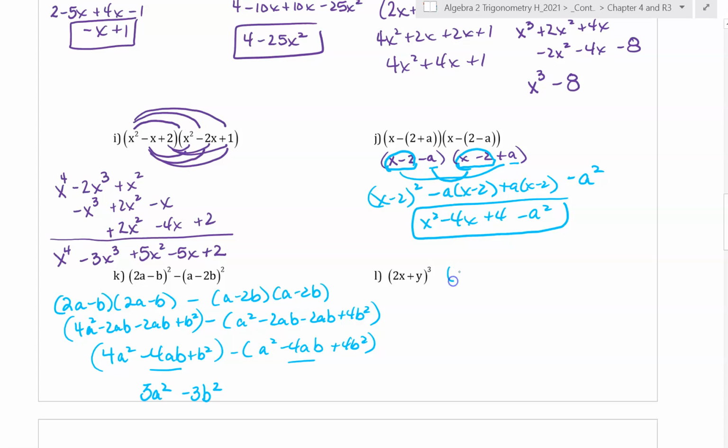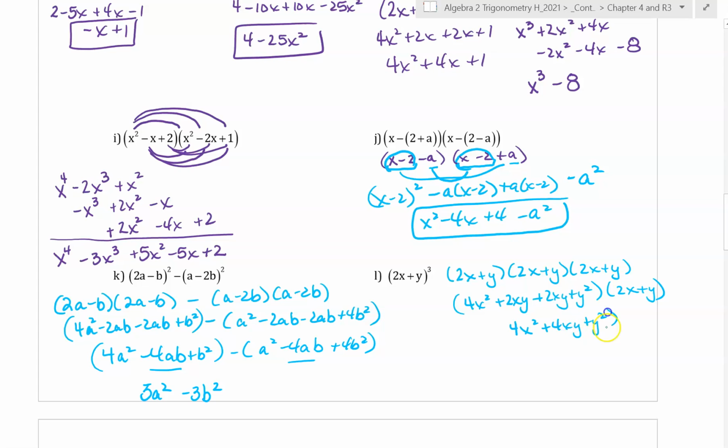Okay, what if I ask you to cube a binomial? Well, this is going to take a while. So we're going to do 2x plus y, the quantity 2x plus y times the quantity 2x plus y first. So we get 4x squared plus 2xy plus 2xy plus y squared. Combining like terms, that's 4x squared plus 4xy plus y squared. So now you have a trinomial and a binomial.